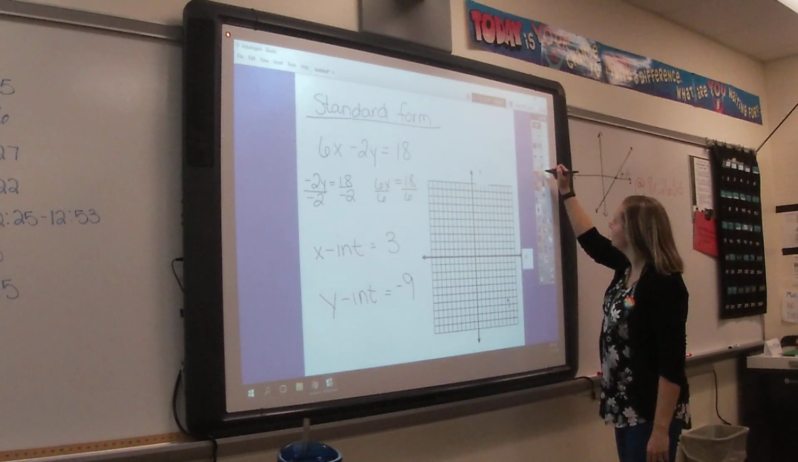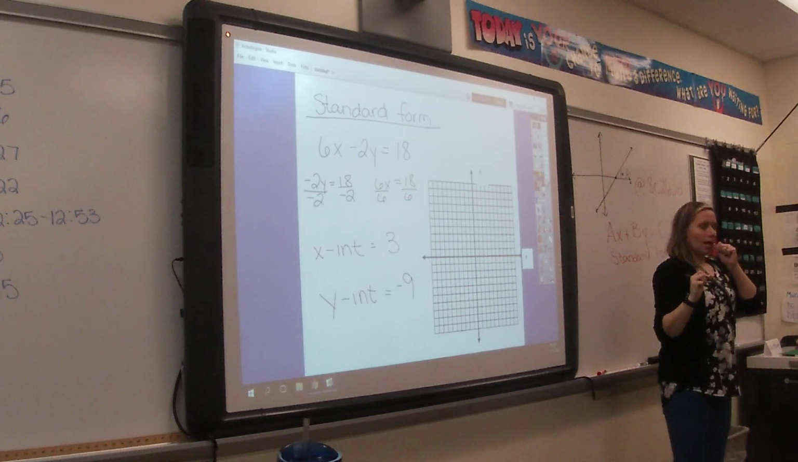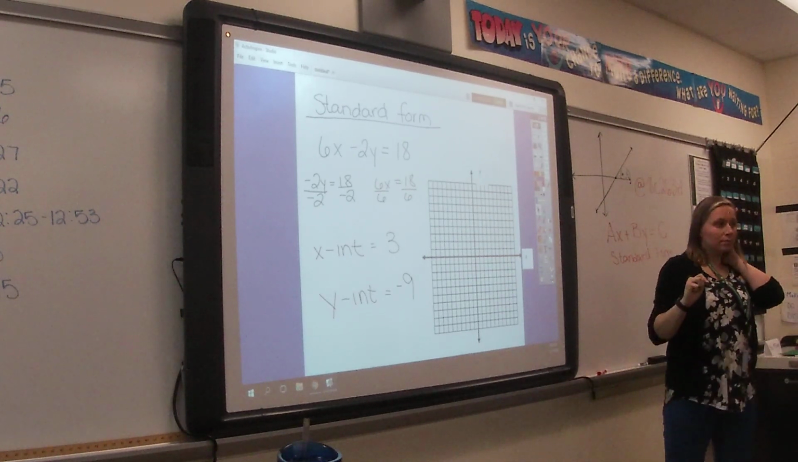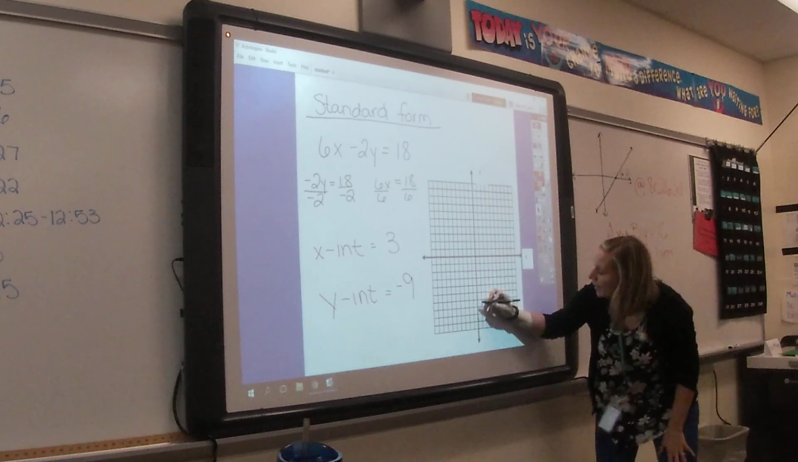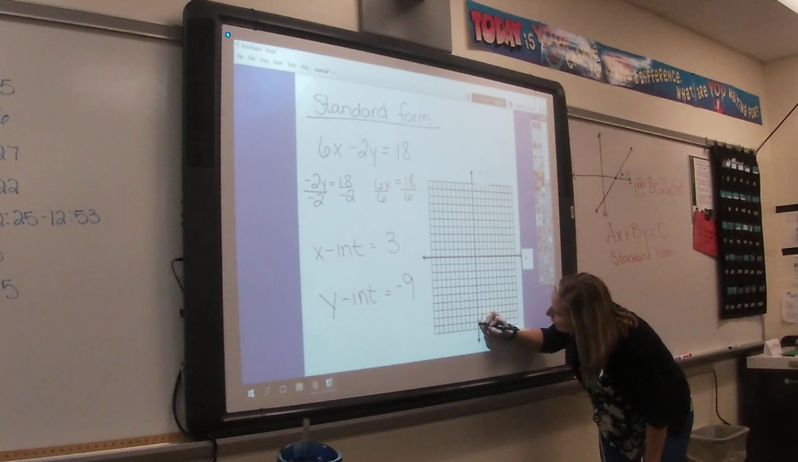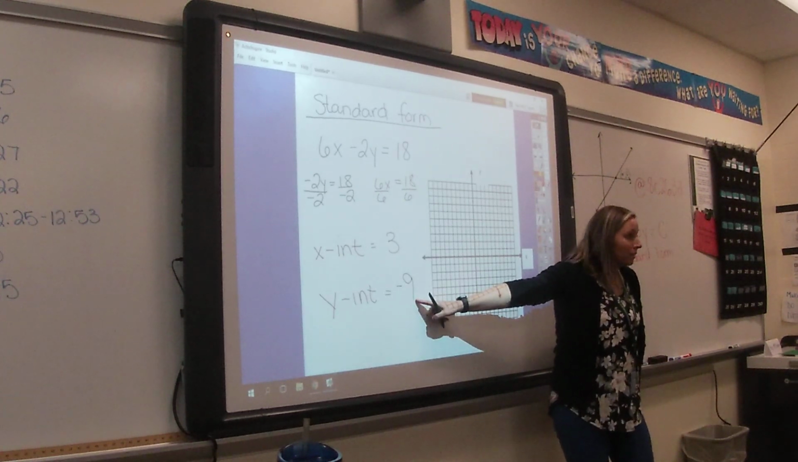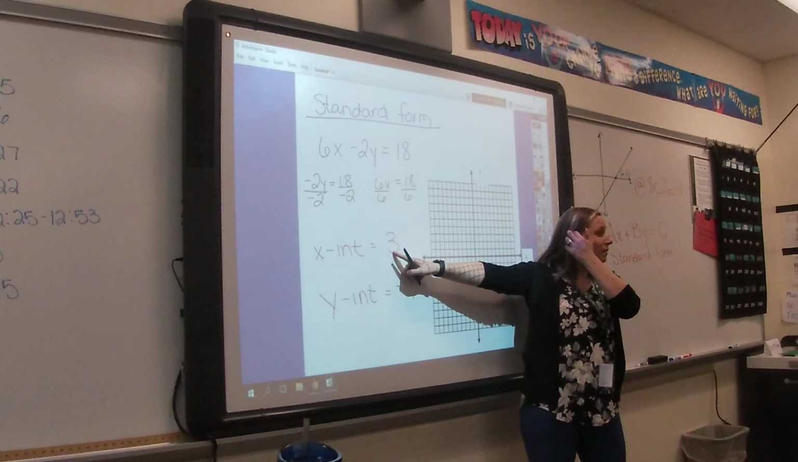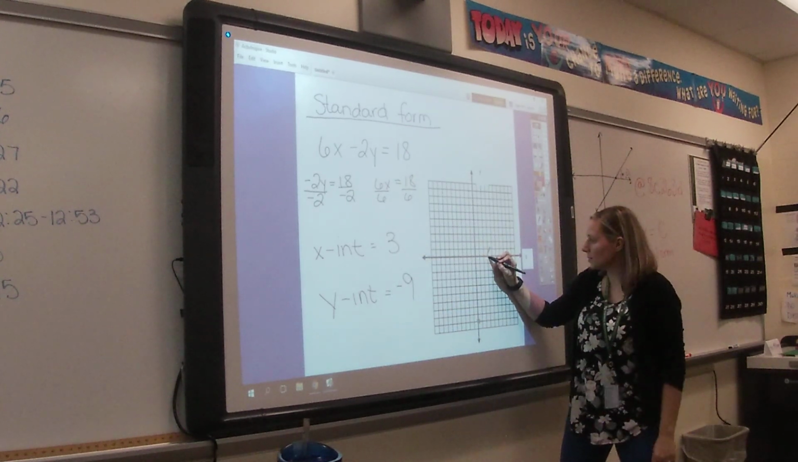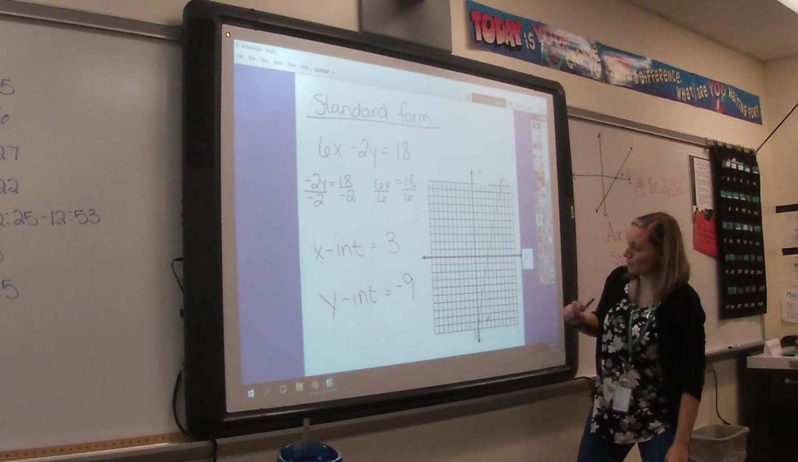How do I graph that? Negative 9 where? On the y-intercept. Okay, so negative 9 on the y-intercept, because I know this is really the point (0, negative 9). And where am I putting the 3? On the x. And there's my line.